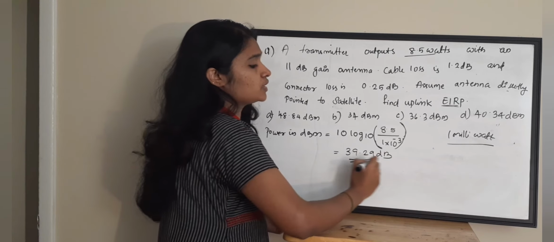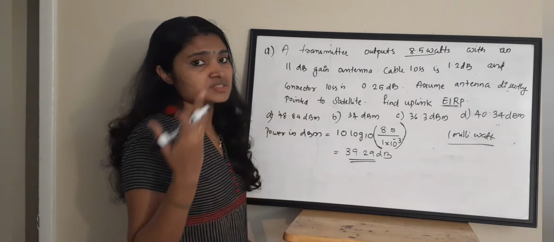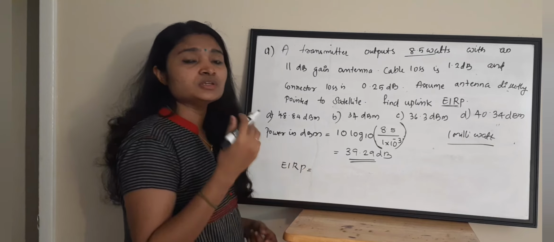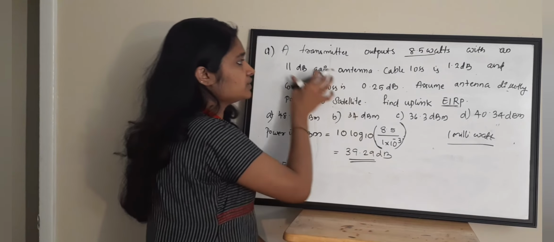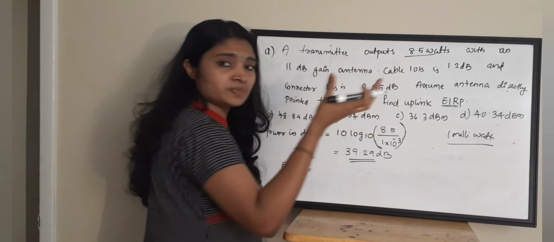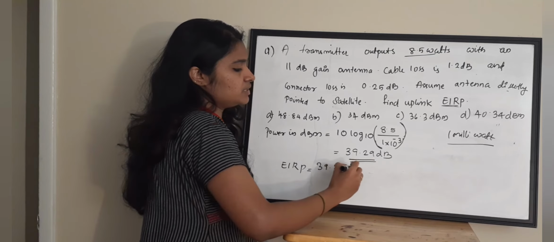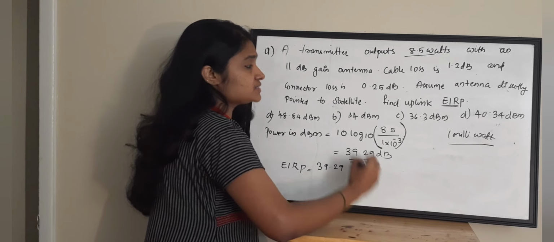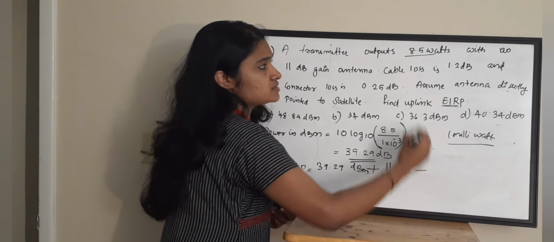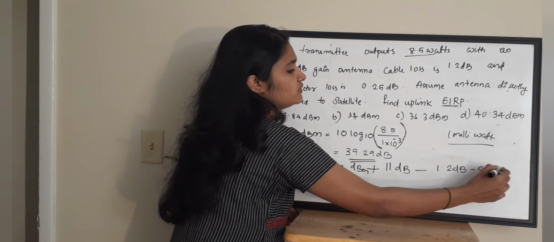So you have all your required values now. Your power in dBm, your antenna gain in dB, cable loss and connector loss in dB. Now to find the EIRP, what you need to do is substitute the values in the equation. That is, add the power in dBm and gain in dB values and then subtract the losses. So 39.29 dBm, which is your transmitter power, plus gain, that is 11 dB, minus the losses, that is 1.2 dB minus 0.25 dB.